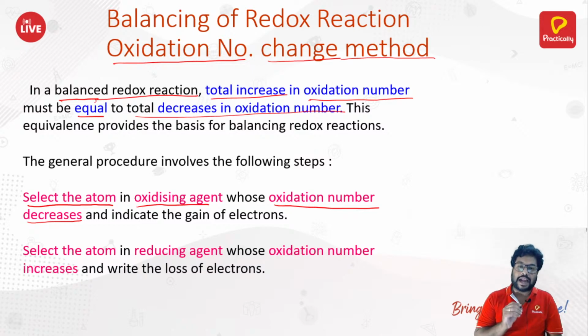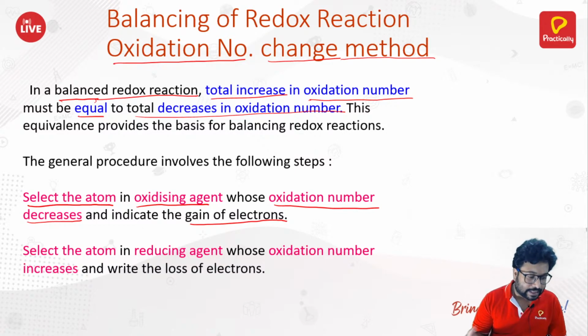Only one selective atom is undergoing change in the oxidation number. So what they're saying is, select the atom from that oxidizing agent whose oxidation number is decreasing and indicate the gain of electrons. That means how many electrons it has gained: 1 electron, 2 electrons, 3 electrons, just like that.